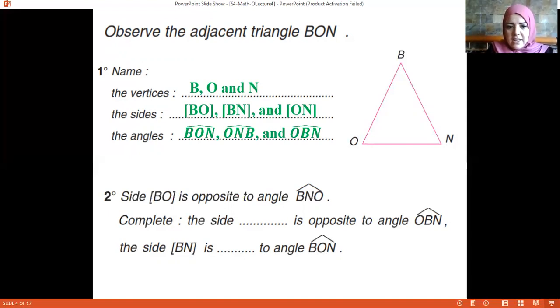If you check the angles, the vertex of the angle in the first one is O, the vertex of the second angle is N, and the vertex of the third angle is B. So, three sides, three vertices, and three angles. And we can say that side BO is opposite to the angle BNO. Let us complete together. Which side is opposite to the angle OBN? It's ON. And the side BN is opposite to the angle BON. So every angle has an opposite side.